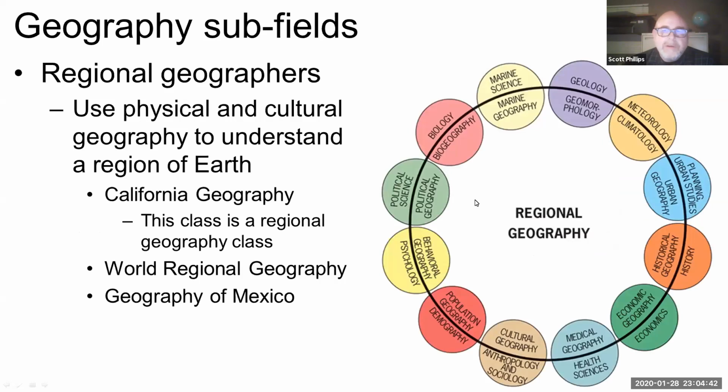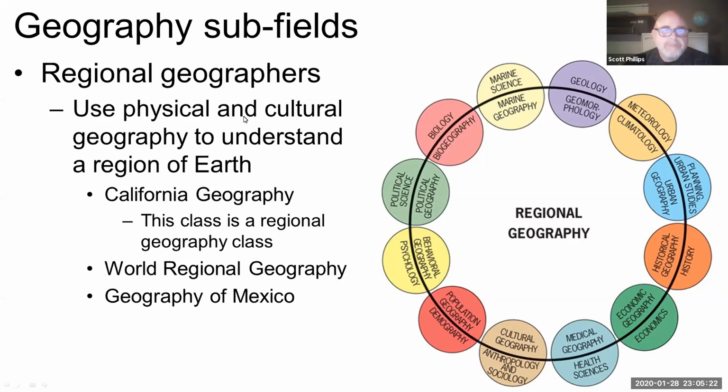And then the fourth one are regional geographers. So regional geography, this class is actually a regional geography class. And so regional geography is about taking all of the different parts of geography and applying them to understand a particular place. So they use both cultural and physical geography to help understand some region like California, or if you've taken world regional geography, that's also a regional class. So this class is a regional geography class, or it could be world regional, or if you have people who study the geography of Mexico, for example, they might be considered a regional geographer.